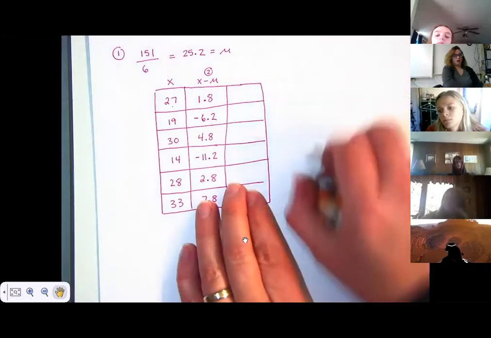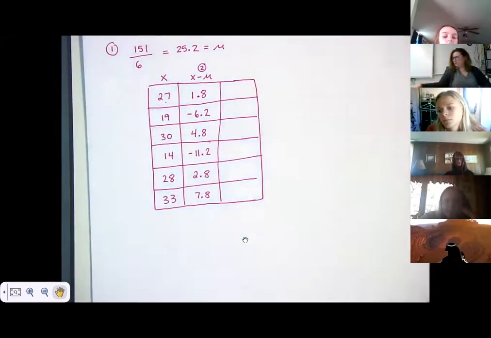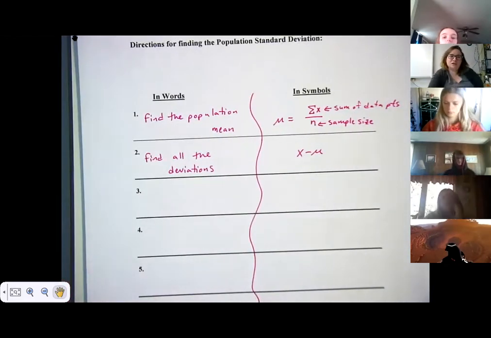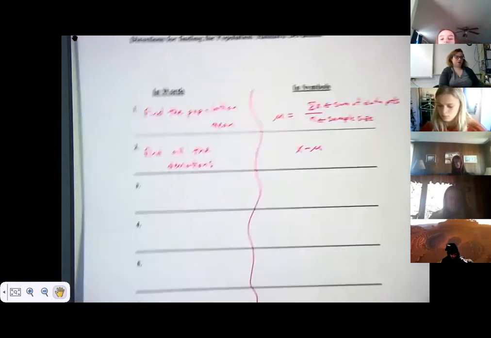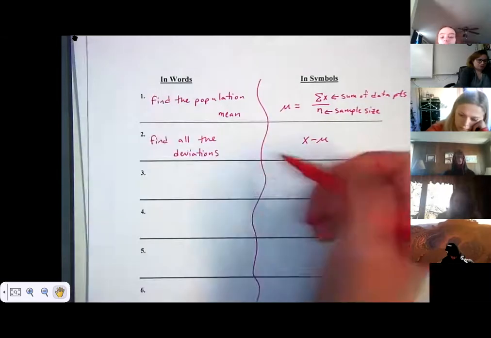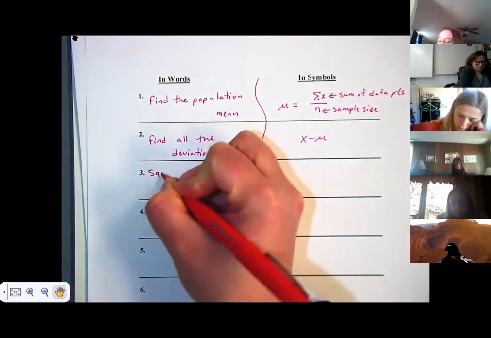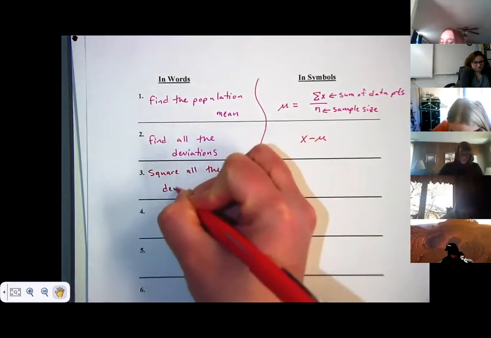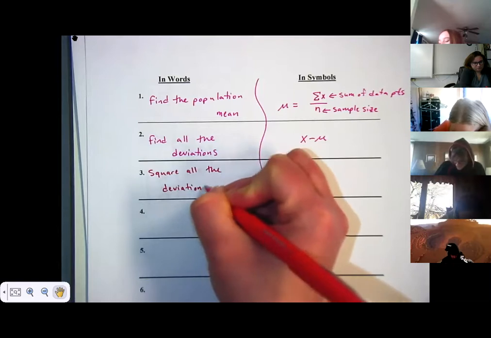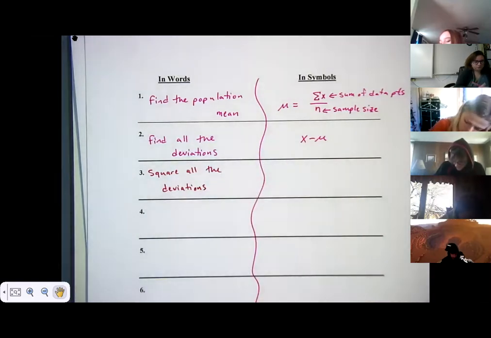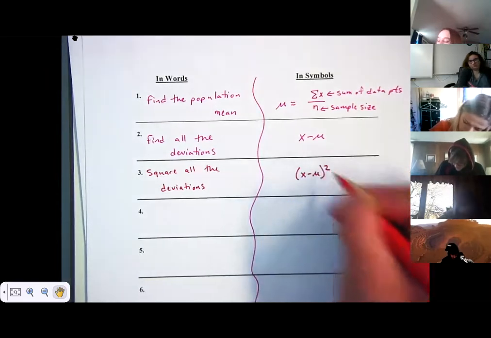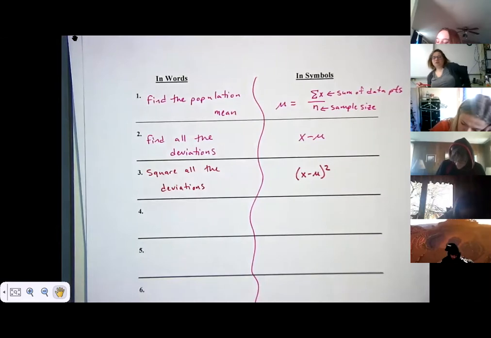Okay, so the next step is I'm going back to my direction sheet. And if you did not write down directions last time because you were gone, or maybe you weren't making a good choice, then now you can write it down. So here's our third step, is to square all the deviations. Which in the formula side here is going to look like (x minus mu) squared. And that's how we're going to make them all positive.